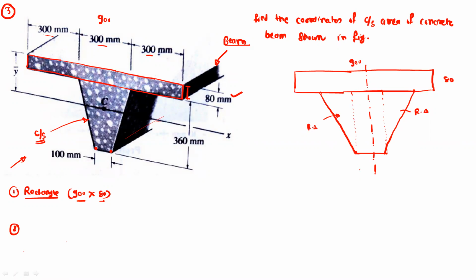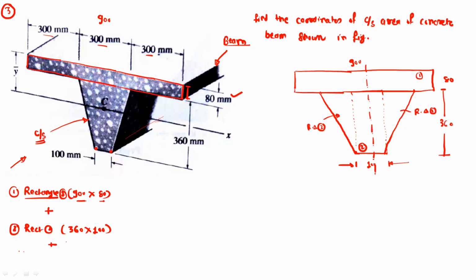Its dimension will be, so this dimension is given, this is 100 mm. Then this is equal to 360. Okay. So name this: this is rectangle 1, this is right angle triangle 1, this is right angle triangle 2. Okay. And this is rectangle 2. So we get the rectangle 1 dimension as 900 by 80. Then we have to add the second geometry, rectangle 2. Its dimension is 360 into 100.